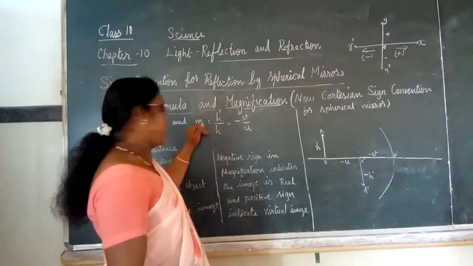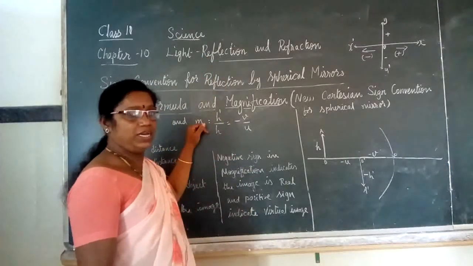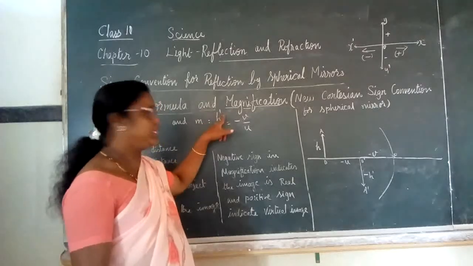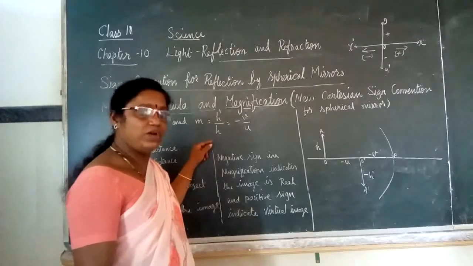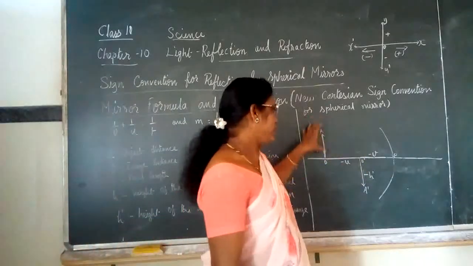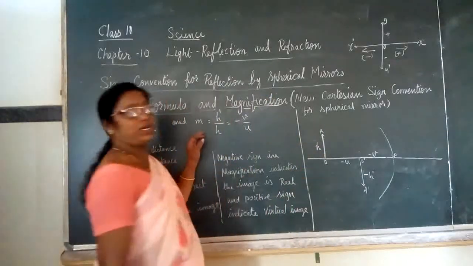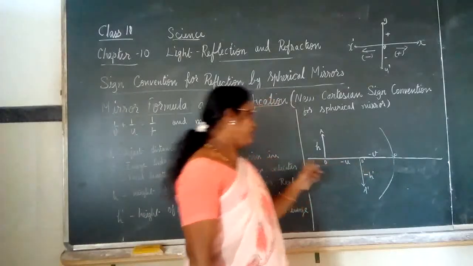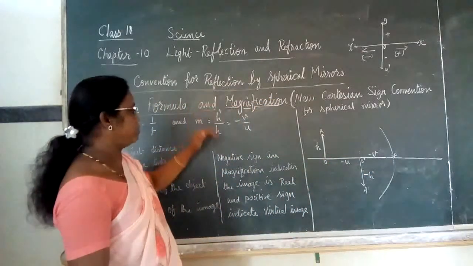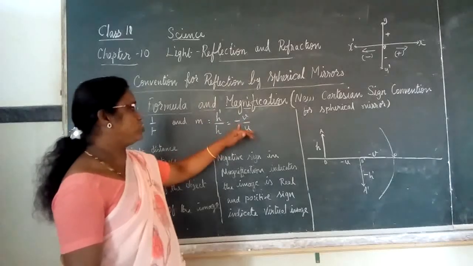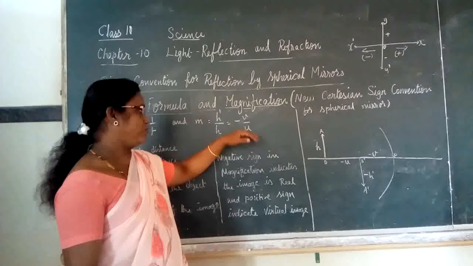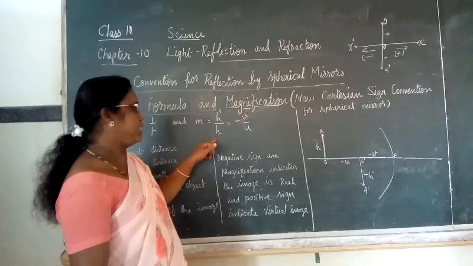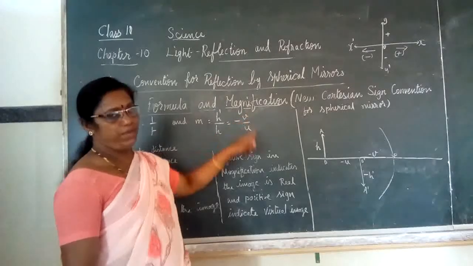Next, what about magnification? Magnification is the ratio between the height of the image and the height of the object. Height of the image by the height of the object, and it is also related to the distance of the image and the object. It can be written as h dash by h is equal to minus V by U, because always U will be having a negative sign. Hence m is equal to h dash by h, or it is equal to minus V by U.